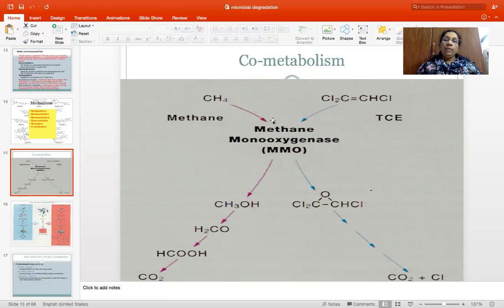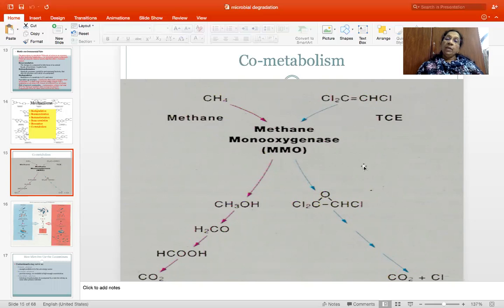So for breakdown of methane, it uses an enzyme called methane monooxygenase. This methane monooxygenase will oxidize the methane and convert it to carbon dioxide. And this will be used by the microorganism as an energy source. However, this methane monooxygenase can also degrade another xenobiotic recalcitrant compound called trichloroethylene. So the methane monooxygenase can degrade methane, and also it can act on TCE and convert it to carbon dioxide. By reductive dechlorination, the chlorine will be removed.